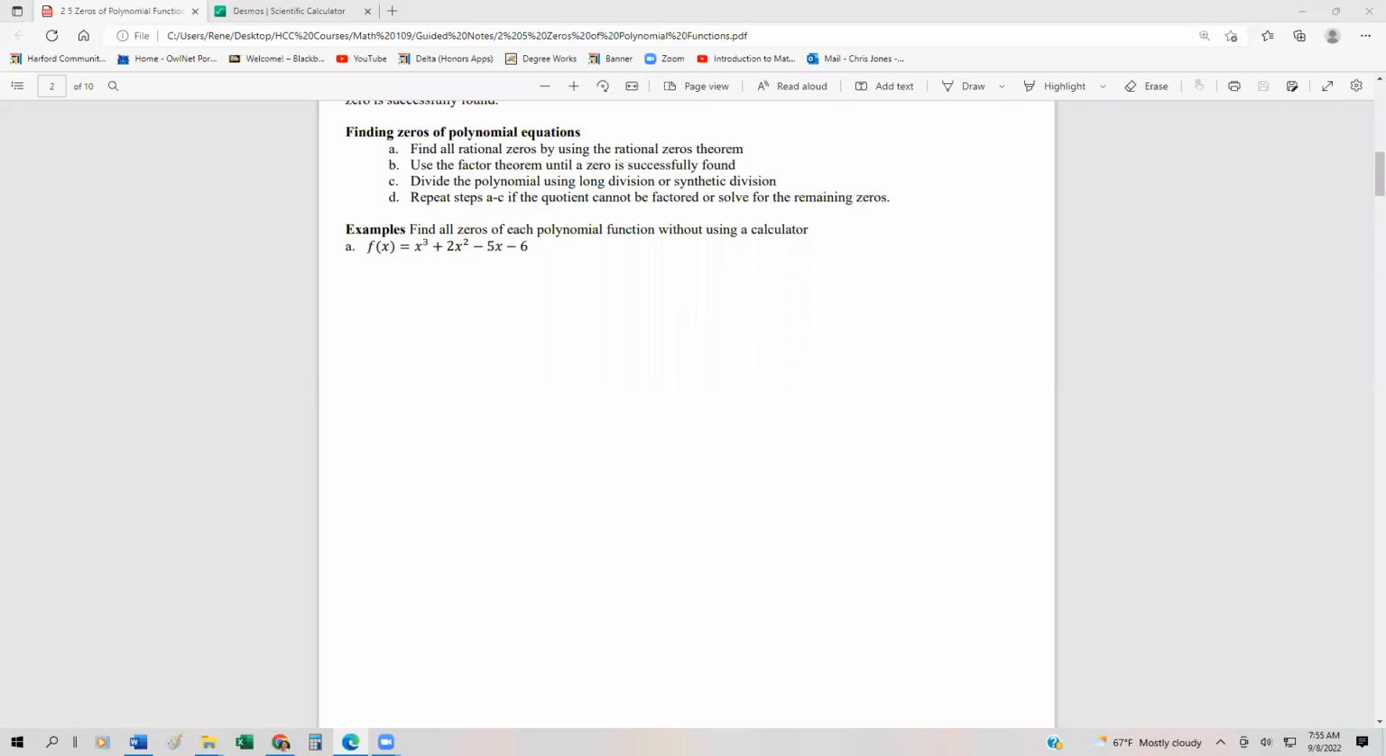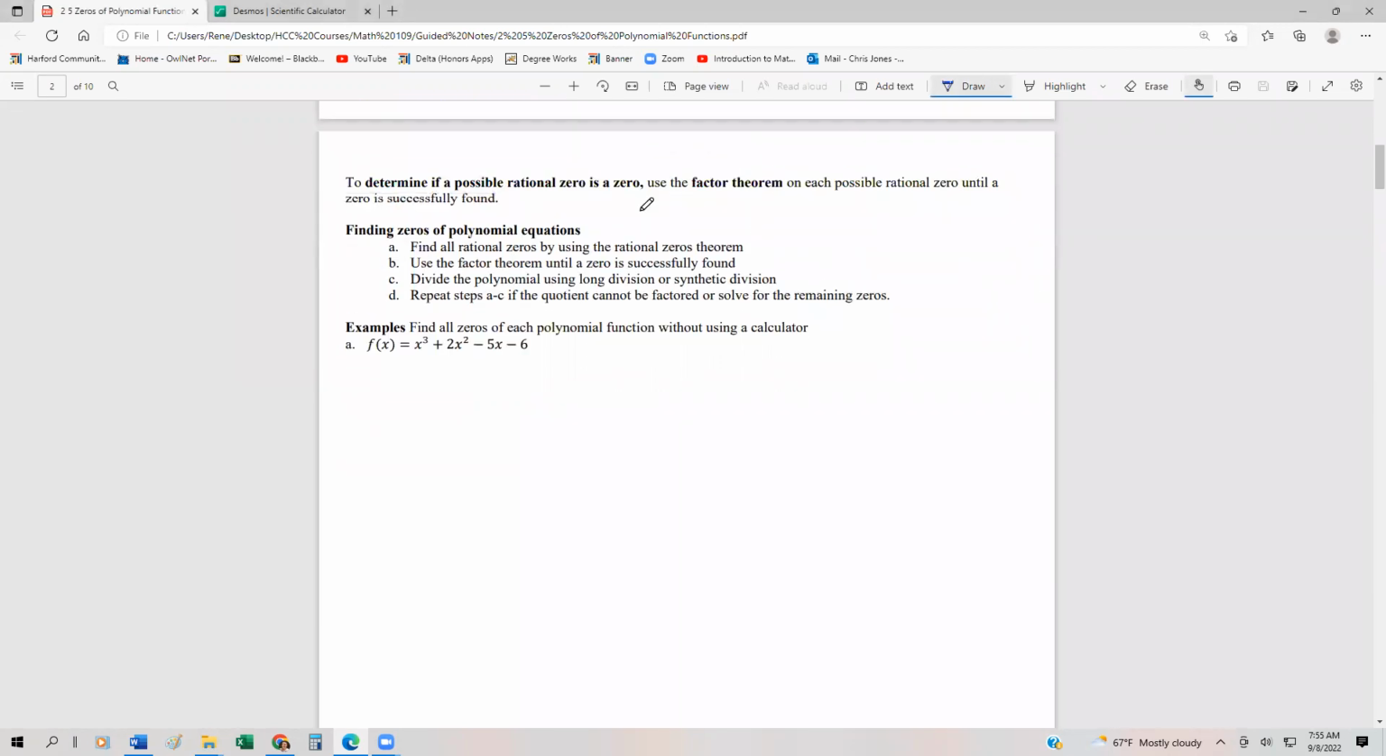In the previous video, we looked at how we can use the rational zeros theorem to find the possible rational zeros for a polynomial function. In this video, we're going to follow up on that, and we're going to use something called the factor theorem. You might remember that from the previous video.